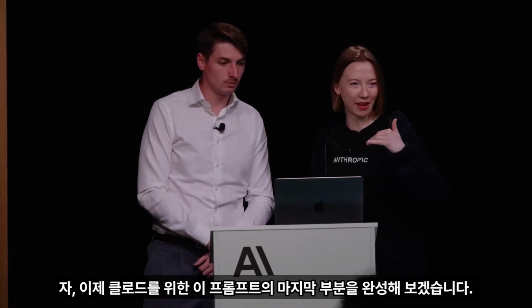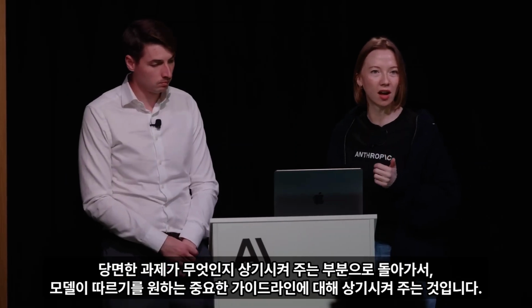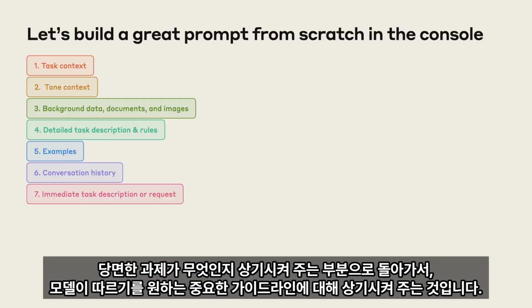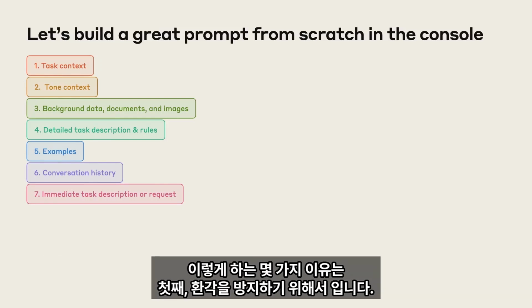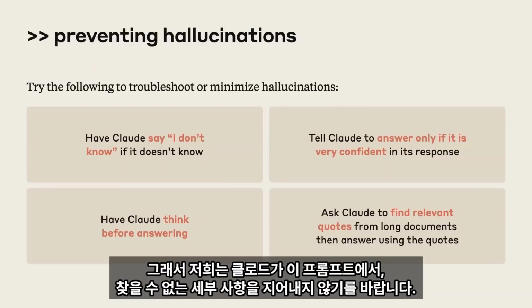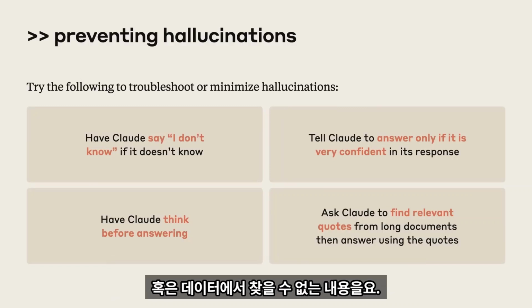So now we're going to build out the final part of this prompt for Claude, and that's coming back to the reminder of what the immediate task is and giving Claude a reminder about any important guidelines that we want it to follow. Some reasons that we may do this are preventing hallucinations. So we want Claude to not invent details that it's not finding in this prompt, or not finding in the data.